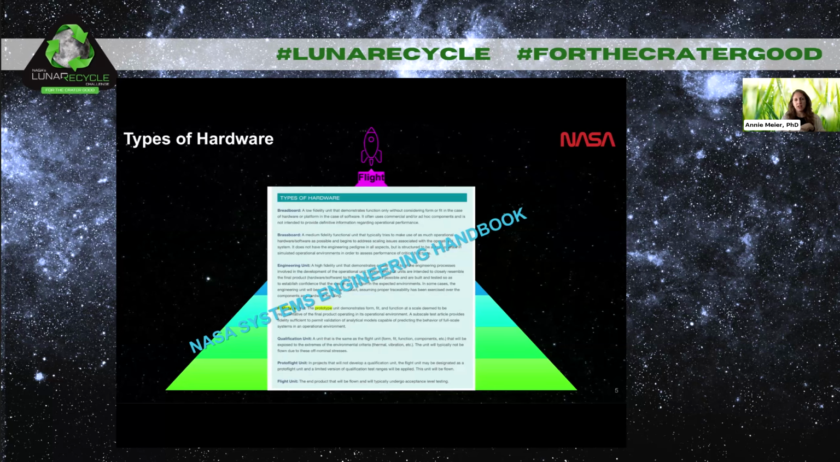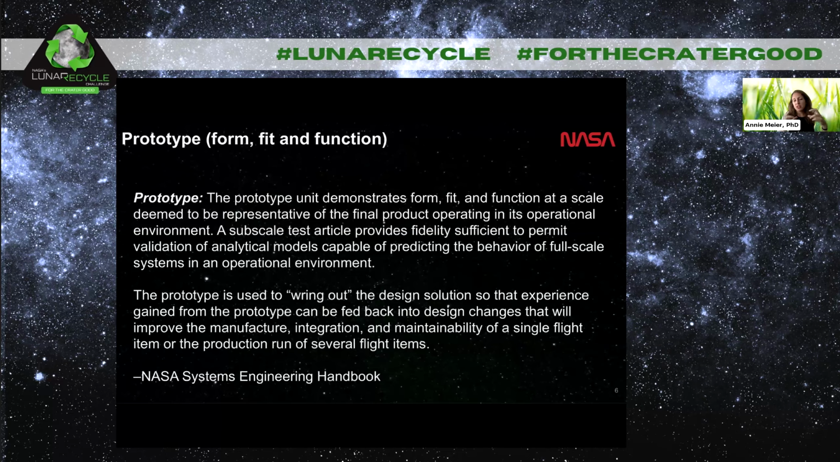So if you go to the next slide, the prototype unit demonstrates the form, fit, and function at a scale deemed to be representative of the final product operating in its operational environment. That's what NASA says is a prototype. And a subscale test article provides fidelity sufficient to permit validation of analytical models capable of predicting the behavior of full-scale systems in an operational environment. So this prototype is used to wring out the design solution so that we can learn from it, we can get feedback, change things, and change things on the ground.